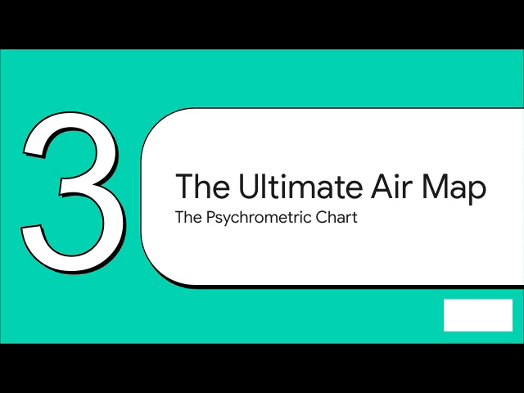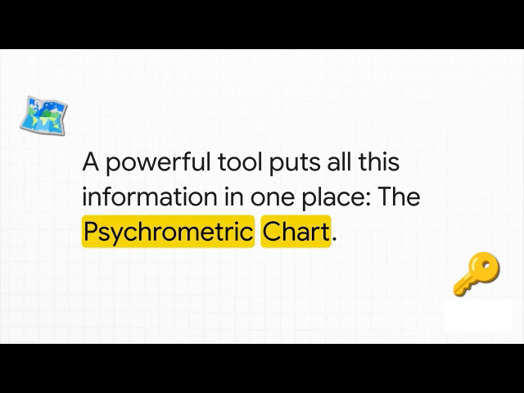Okay, so we've got temperature and we've got humidity. But how do they all connect to the other properties, like the actual energy packed into the air? Well, for that, scientists and engineers have this incredible tool that puts it all in one place. It's called the Psychrometric Chart, and I want you to think of it as the master key, the ultimate map of the air.